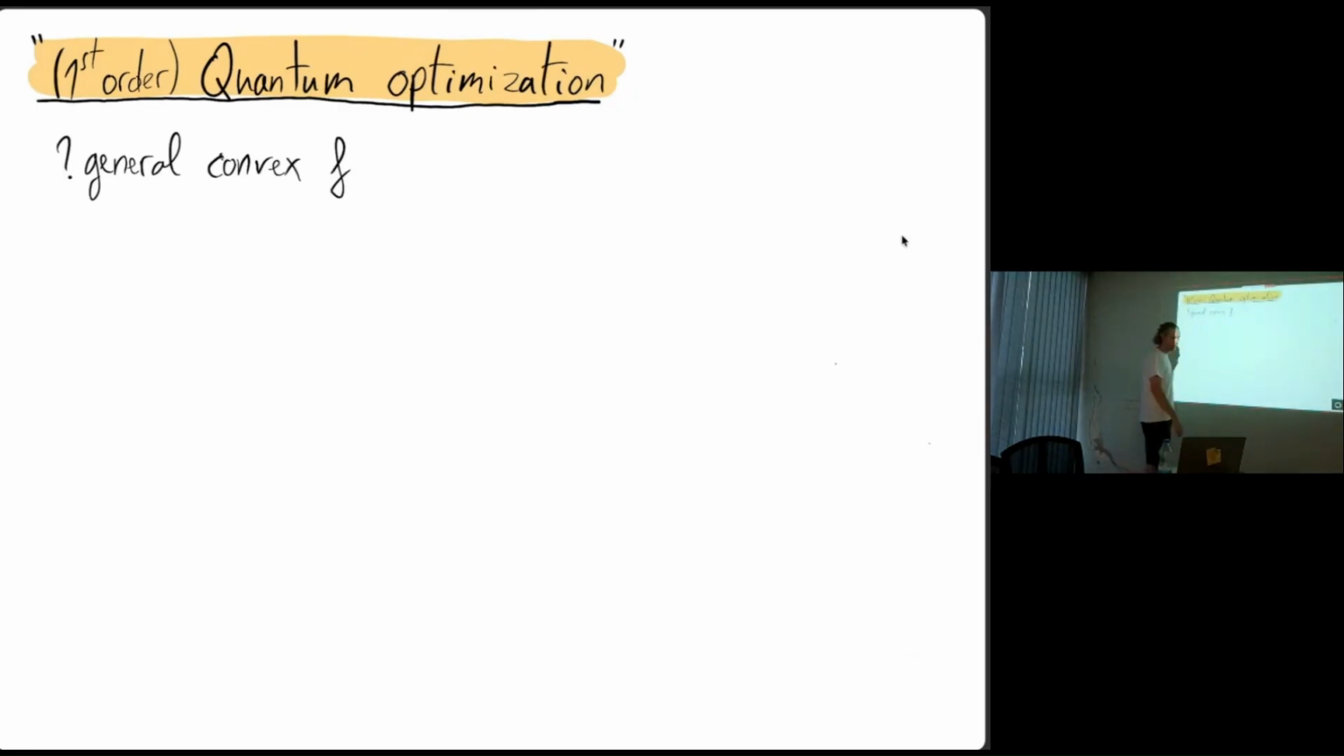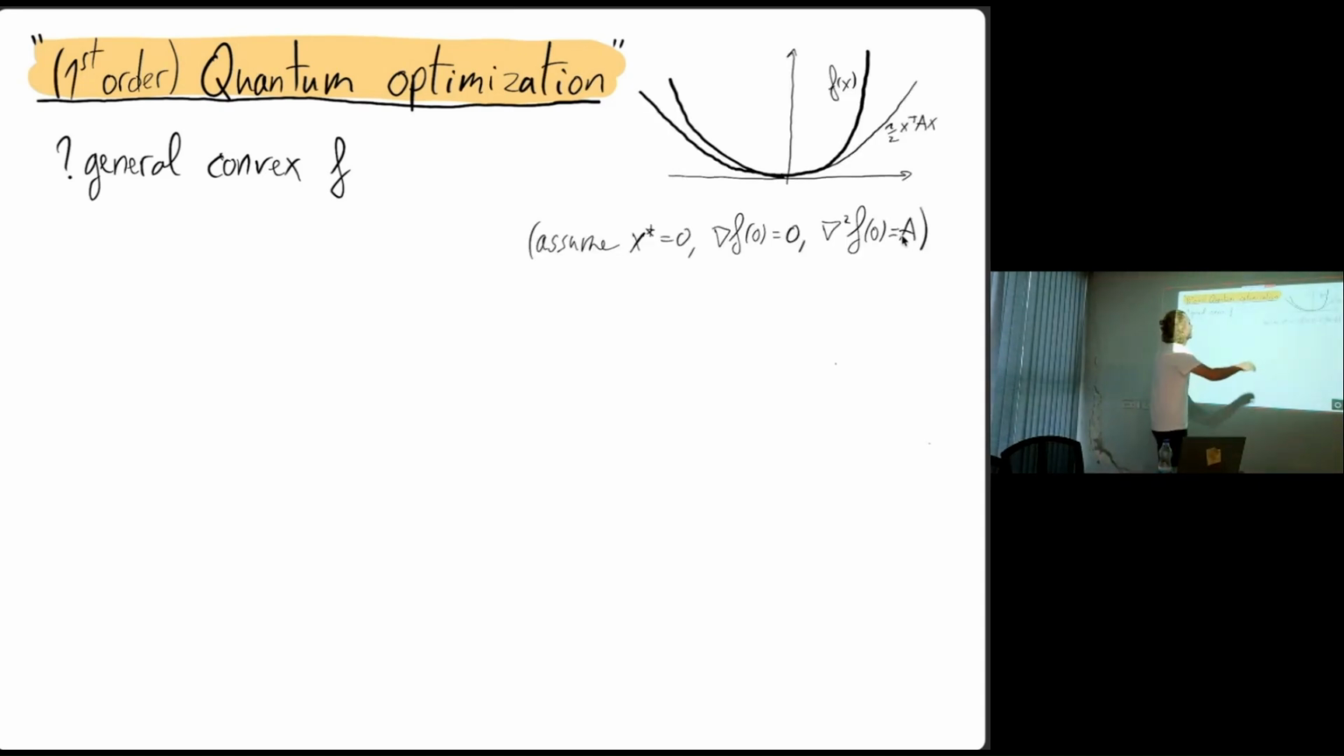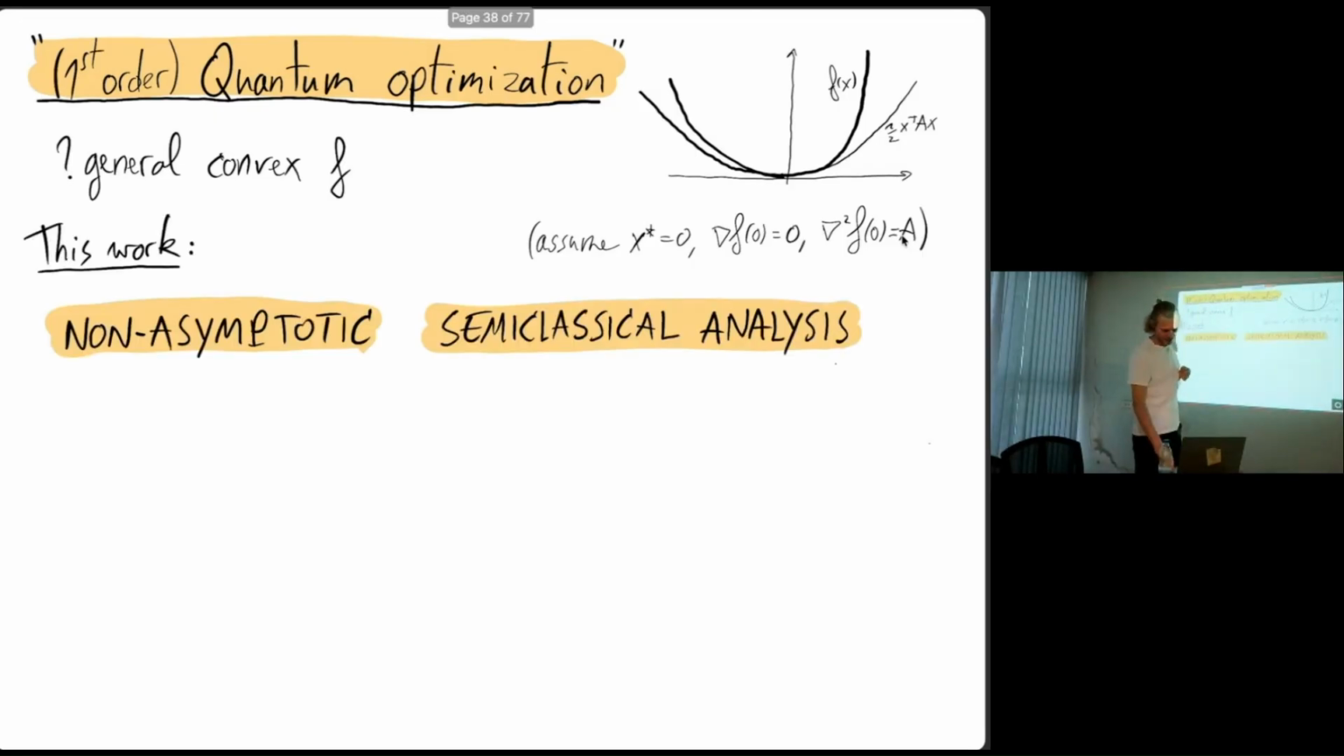Good. So okay, let's move away from the harmonic oscillator. What about general convex function stuff? So you take some general convex function f, and we're assuming f is nice and smooth. You have a minimizer at 0, so the gradient is 0 at the origin. Have a Hessian A. So this gives a quadratic approximation of f, which works close to the minimizer, right? So what we do is a non-asymptotic semi-classical analysis of this Schrödinger operator.